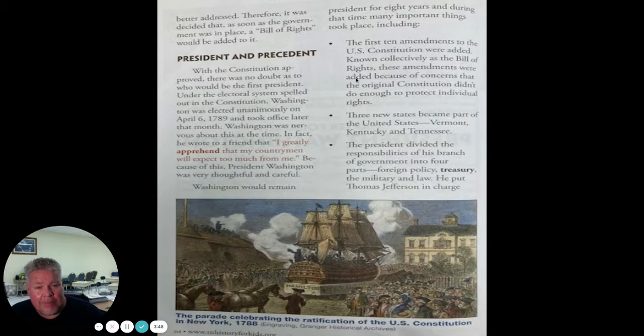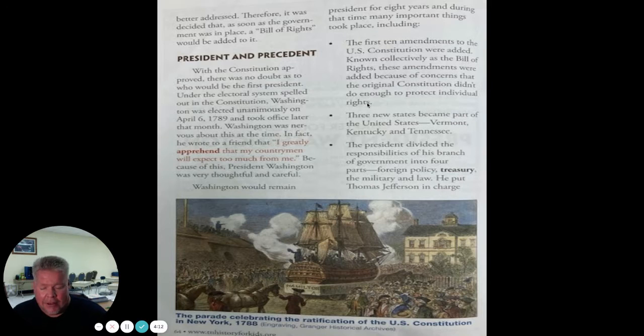So we've learned about the Bill of Rights, those first 10 amendments. 3 new states became part of the United States when George Washington was president: Vermont, Kentucky, and Tennessee. Our state became a state while George Washington was president. The president divided the responsibility of his branch of government into 4 parts: foreign policy, treasury, the military, and law.